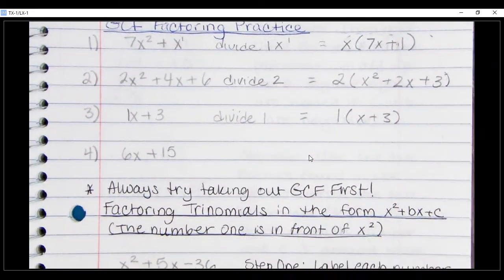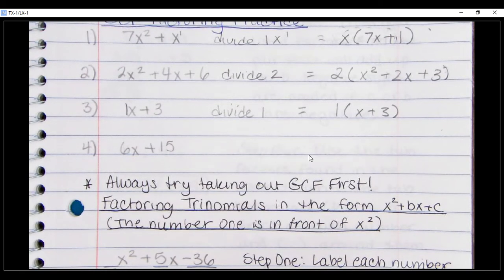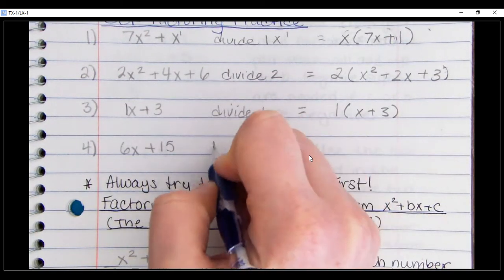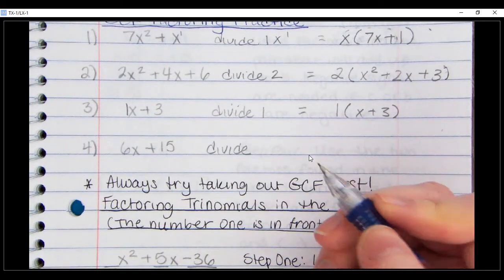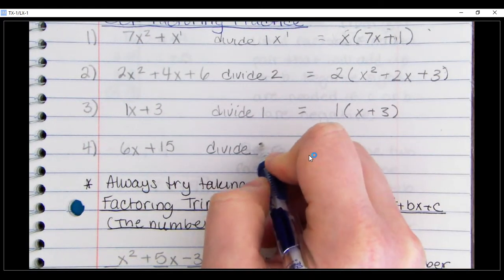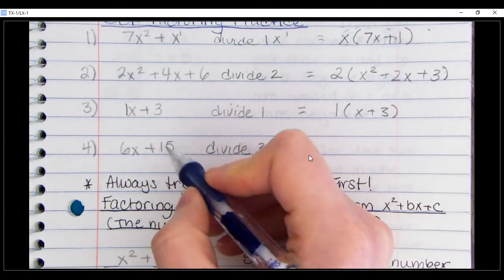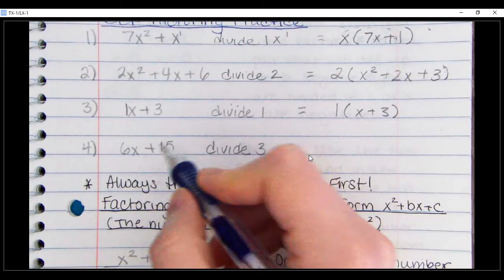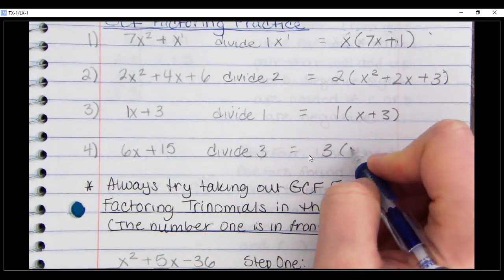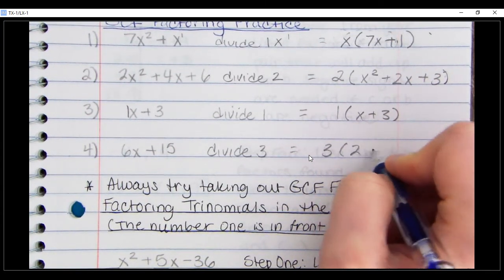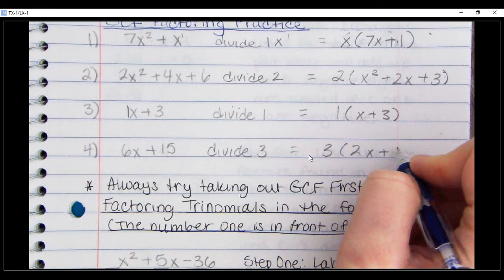And our last example is 6x plus 15. I can divide the greatest common factor, which is going to be 3. I can't put an x down here or on here because that 15 doesn't have an x. So all I'm going to do is take out 3 and divide it to get 2x plus 5.